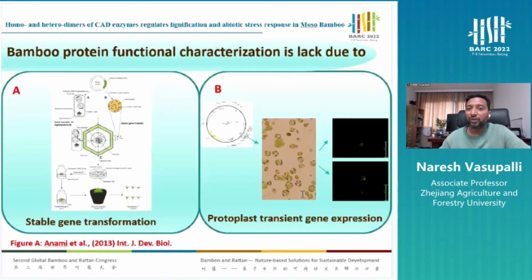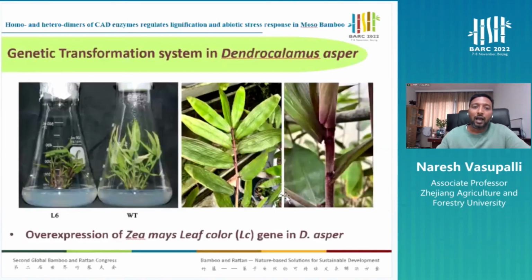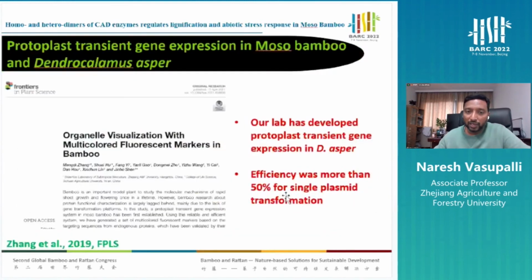But bamboo protein functional characterization has lagged due to the lack of stable gene transformation and protoplast transient gene expression. Our lab has developed a genetic transformation system for Dendrocalamus, and Professor Chen's lab has developed a protoplast transient system for Moso bamboo. Based on this protocol, our lab has also developed a protoplast transient gene expression system for Dendrocalamus. The efficiency was almost 50% for single gene transformation.